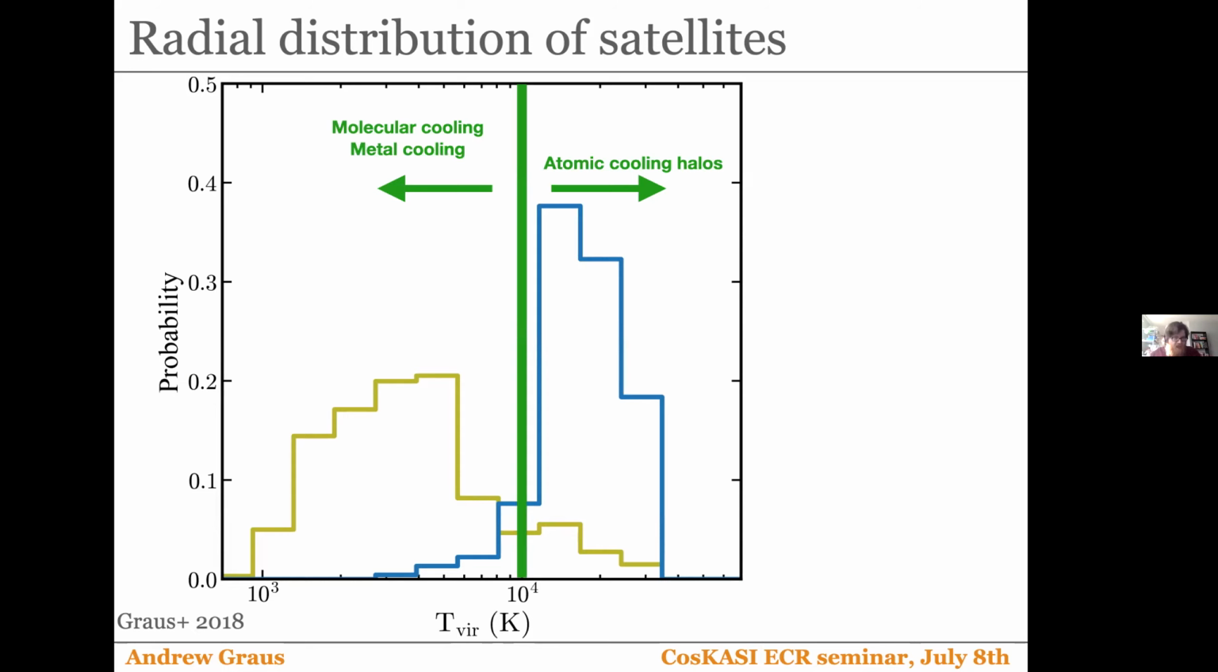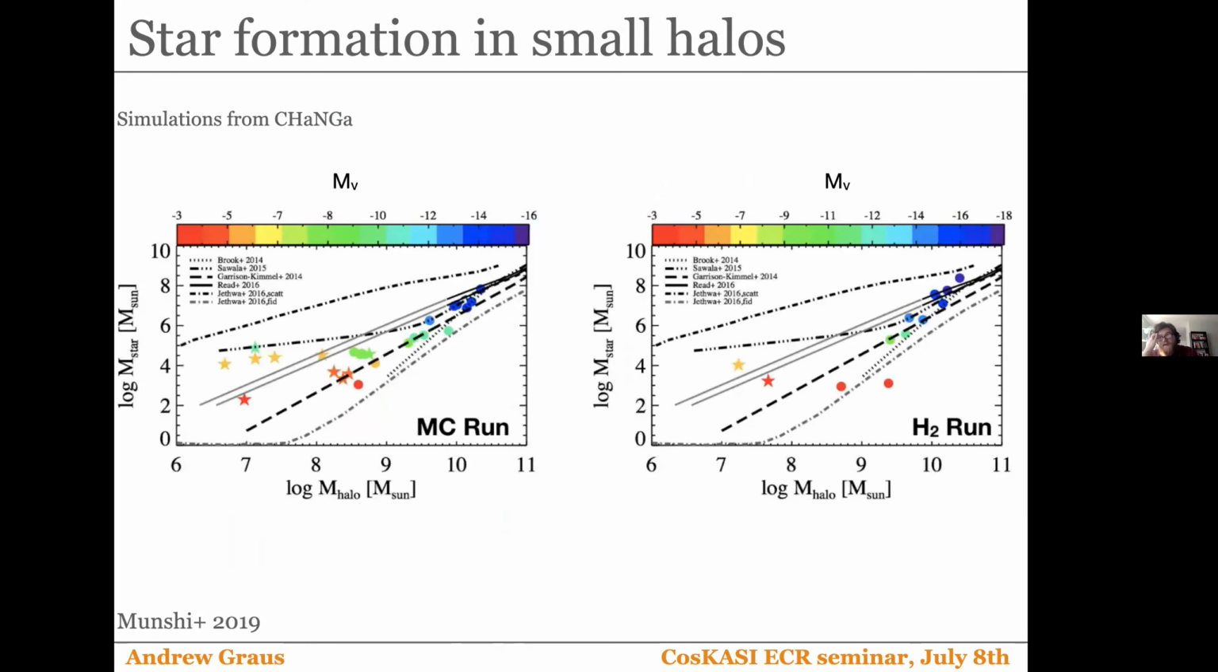So this is telling us that maybe, in order to sort of match the galaxies that we're seeing around the Milky Way, it sort of requires you form stars in small halos that can only cool via molecular or metal cooling. And there's actually some evidence that that's happening.